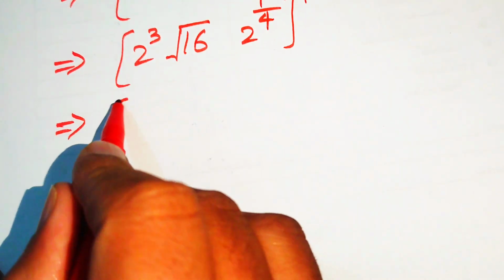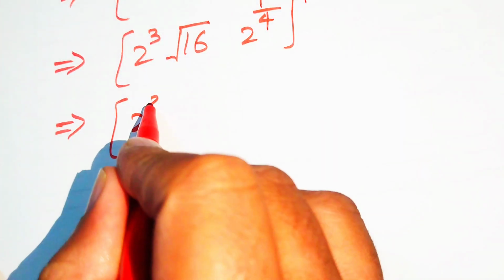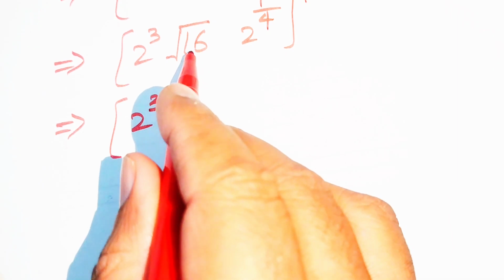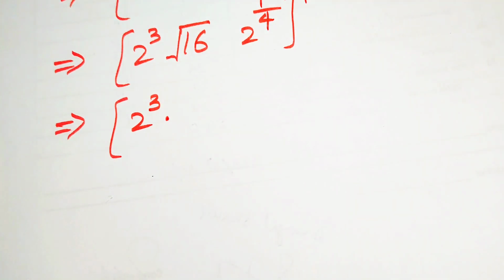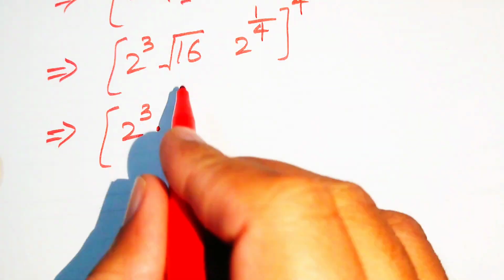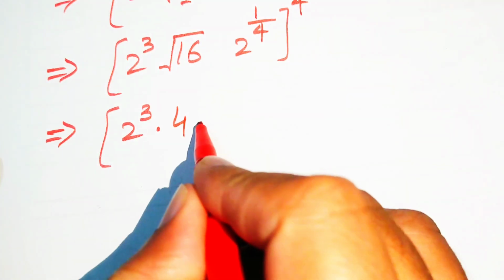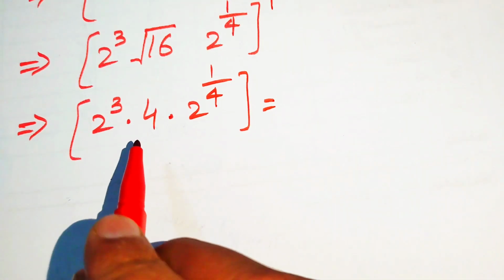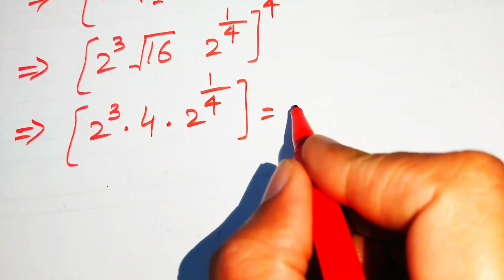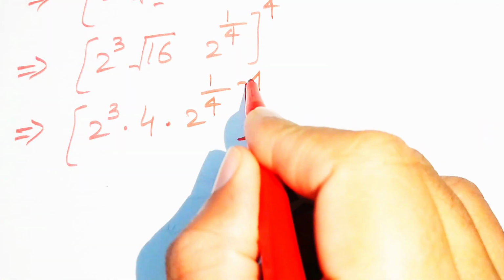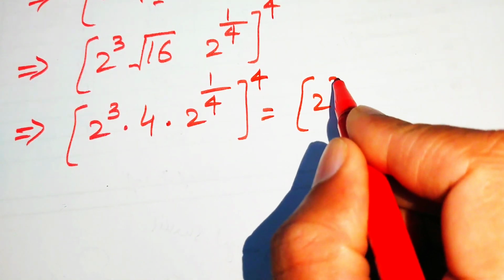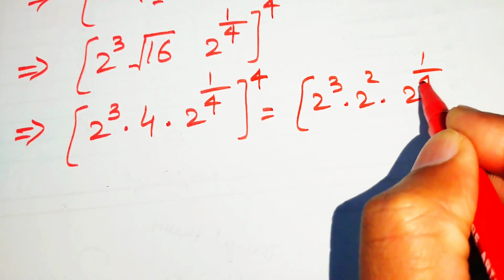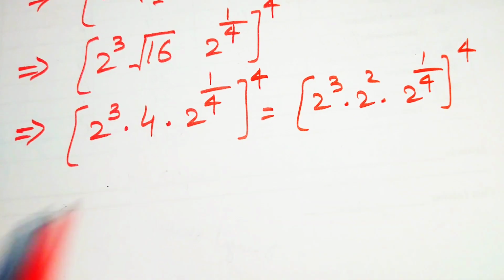After that, again we have 2 cubed, and we know that the square root of 16 is equal to 4. So this will be equal to 4, and here you have 2 to the power of 1 over 4. Similarly, we write this 4 as 2 squared, and its power is 4, so we have 2 cubed into 2 squared into 2 to the power of 1 over 4, and its whole exponent is 4.